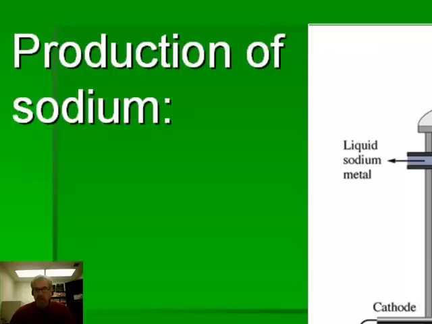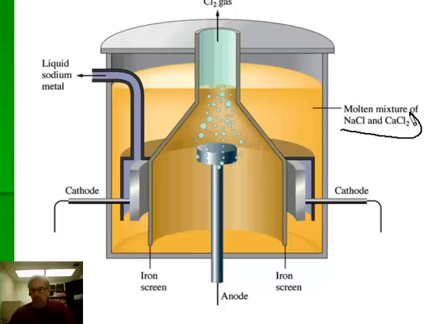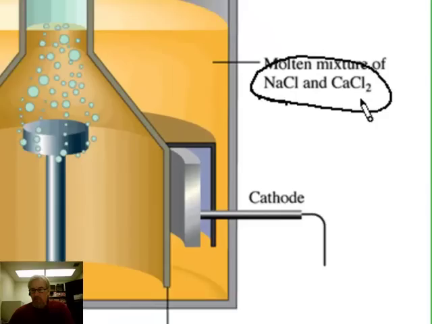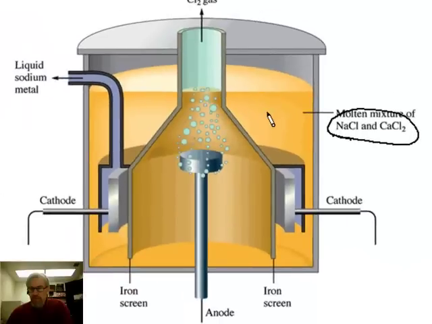Here's another example, the production of sodium. Sodium chloride and calcium chloride are put together in the same mixture in this particular arrangement. Calcium chloride will reduce the melting point, so all this orange stuff in this tank is this mixture of melted sodium chloride and calcium chloride.